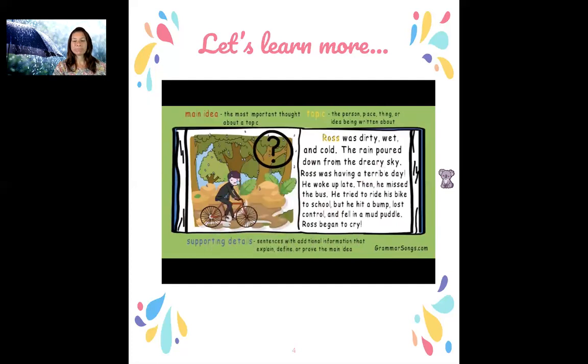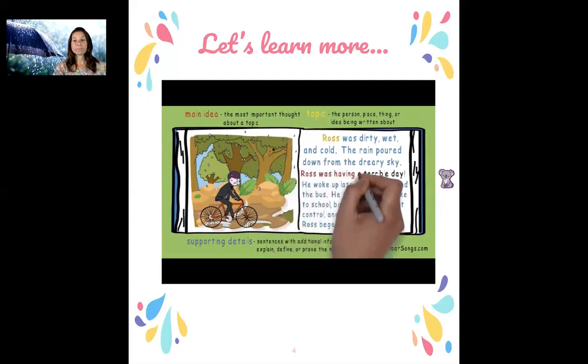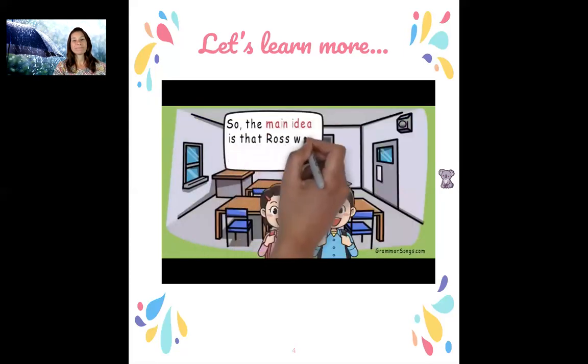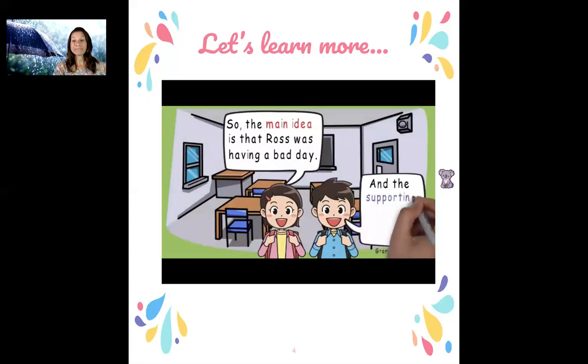While we were reading, I noticed some additional information about Ross. He was dirty, wet, and cold. It was raining. He woke up late. He missed the bus. He took his bike to school, but he hit a bump and fell in a mud puddle. Then he started to cry. The author gives many supporting details about Ross, and all of these details prove to us the most important thought about Ross, the main idea. Ross was having a terrible day. So the main idea is that Ross was having a bad day, and the supporting details explain why. Exactly.